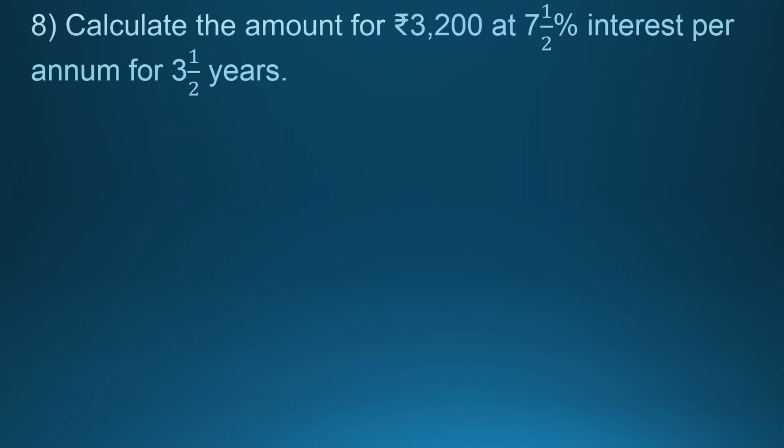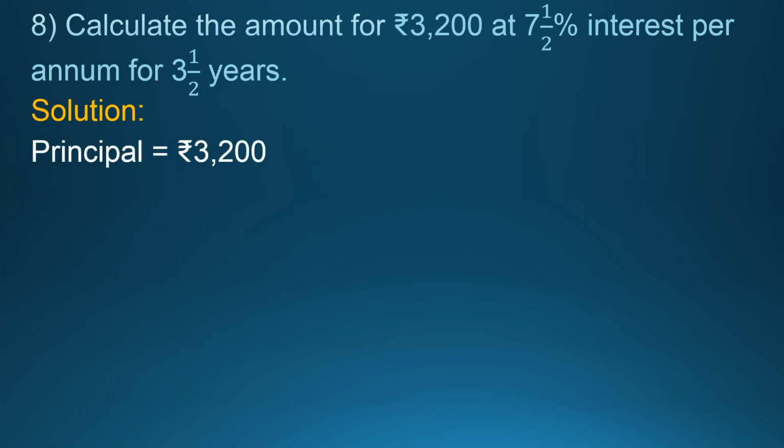The next is question number 8. Calculate the amount for rupees 3200 at 7.5% interest per annum for 3.5 years. See, in this question also, first we find the simple interest, then we find the amount. How? Let's see. Principal is equal to rupees 3200. Time is equal to 3 1 upon 2 years. See, 3 1 upon 2 is a mixed number. So let's convert them into improper fraction. 3 2s are 6 and 6 plus 1, 7. So we get 7 upon 2 years.